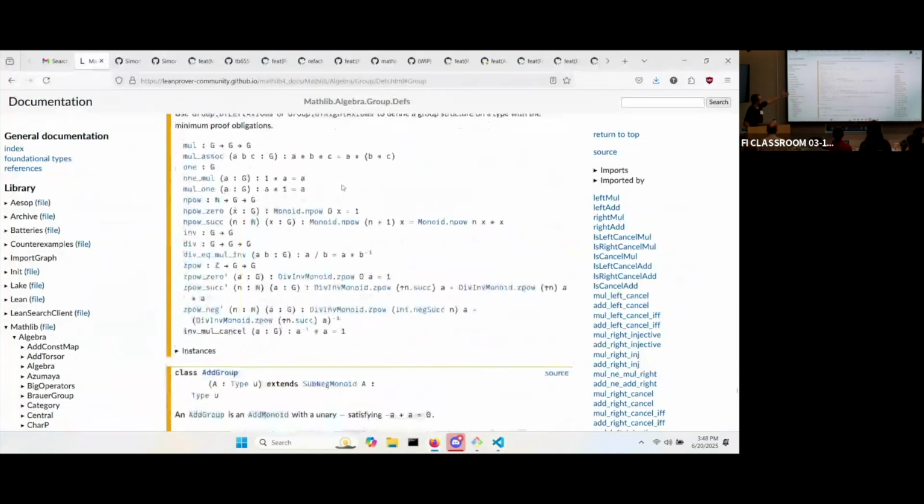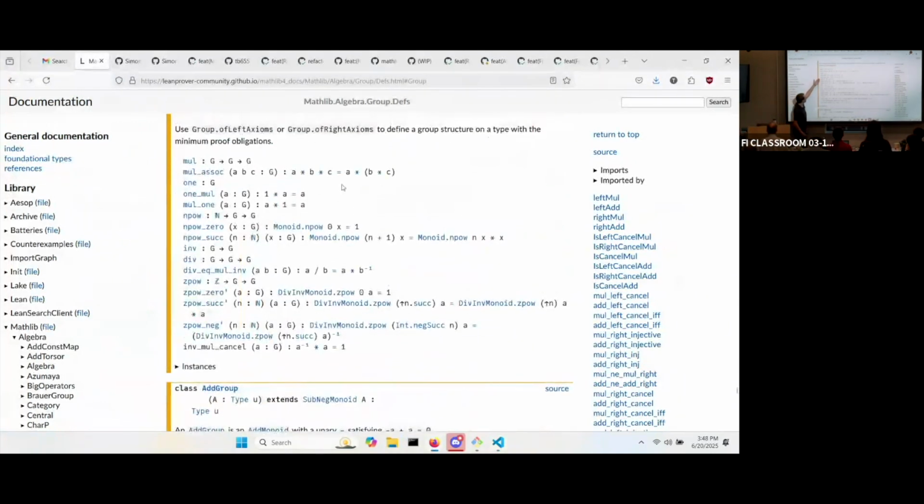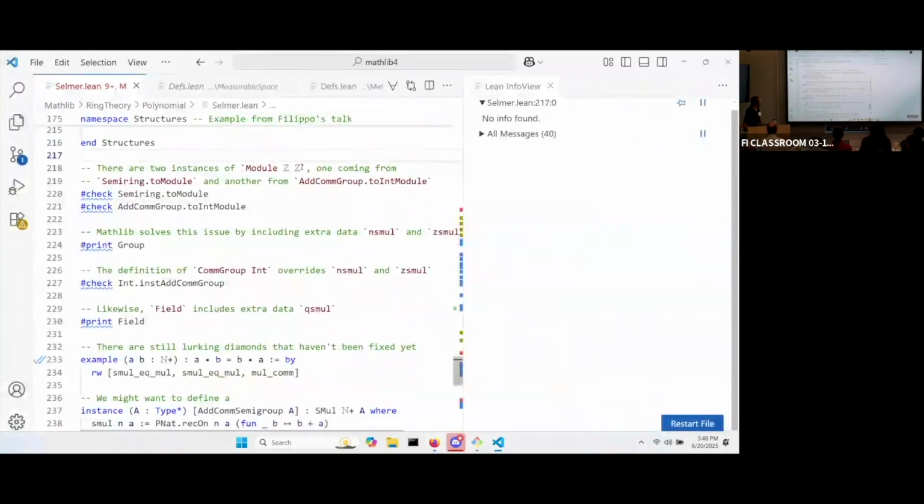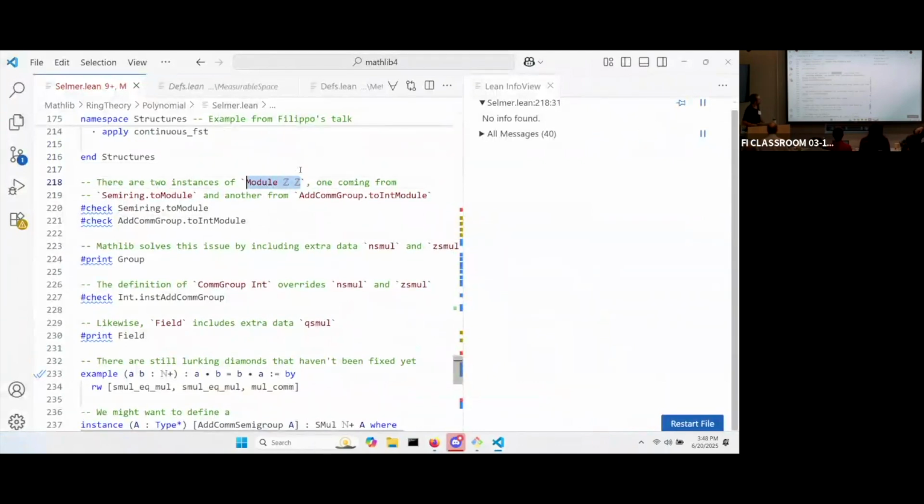The question is, why did they do this? Don't they know that you can get the natural number power from the multiplication by induction? The answer is they do know this, and they didn't have that for a while, and then people started running into problems. Suppose you're doing a proof in Lean, and for some reason you need an instance of Z being a Z module. This seems very straightforward. Z is a Z module. The problem is there are two ways Z could be a Z module.